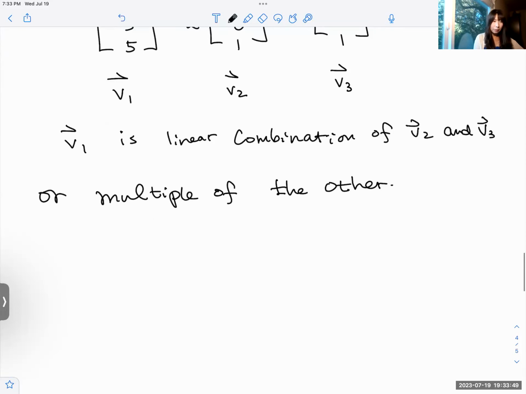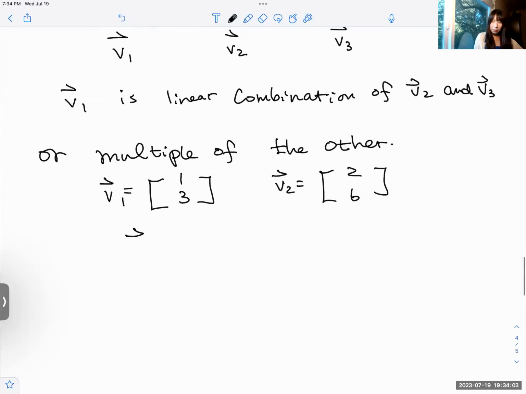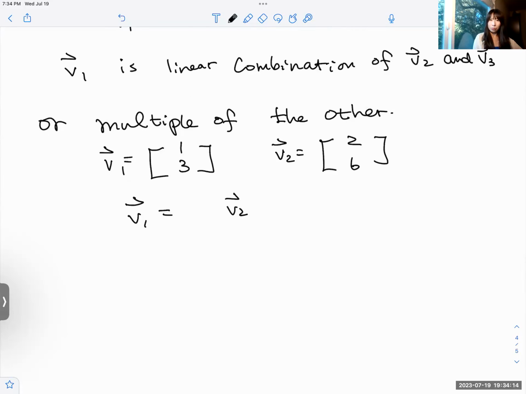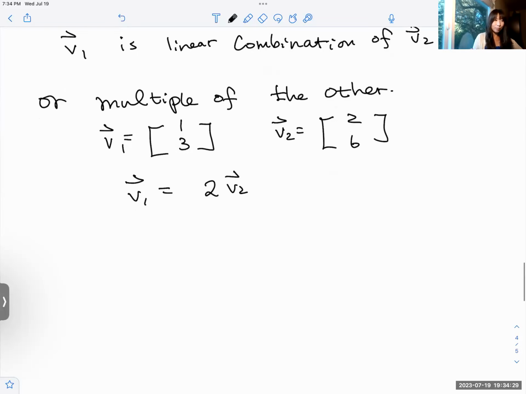Okay, so if we have vector V1 (1, 3), and if we have a vector V2 (2, 6), how do you express V1 in terms of V2? V1 equal to half of V2. Yes. Thank you. So there is a multiple of the other, or linear combination, right? Good job. Thank you very much.